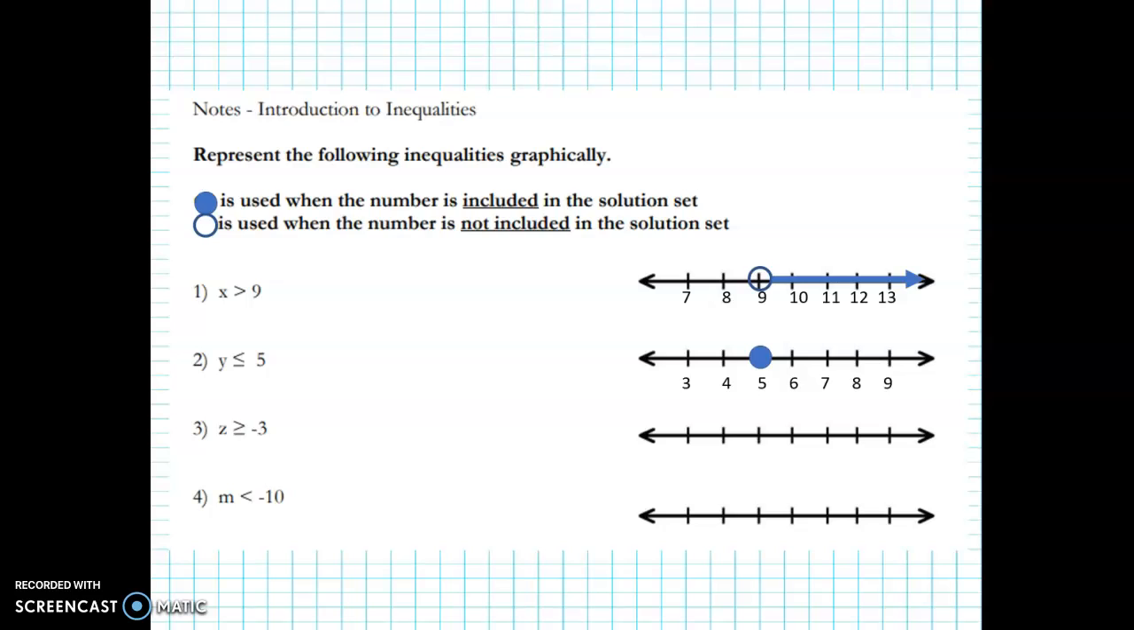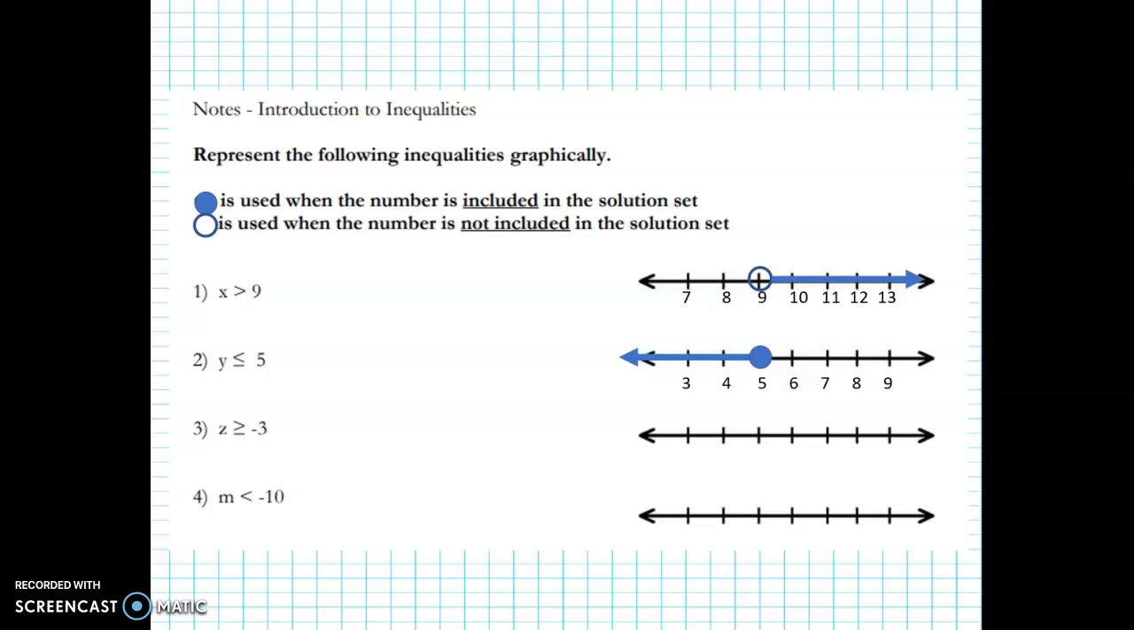Y is less than 5, so we need to check both sides. 3 is less than 5, so that tells me that my arrow is going to go to the left. And I'm going to double check by taking a number from the right. Is 7 less than 5? No, it's not. So I know I've graphed my line in the correct direction.